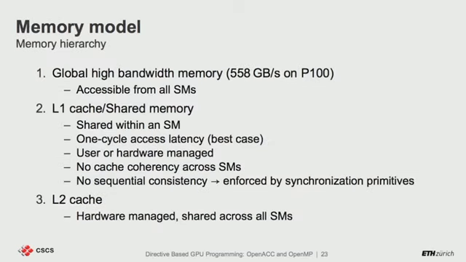So now I'm going to talk a bit about the memory model, and then we can go for a break. We have different levels of memory on the GPU. We have the so-called global memory. On the Pascal GPUs, in the past it used to be GDDR5. In the new Pascal, it's the new technology of high bandwidth memory that delivers very high bandwidth. For example, you see here it's 558 gigabytes per second, so this is huge.